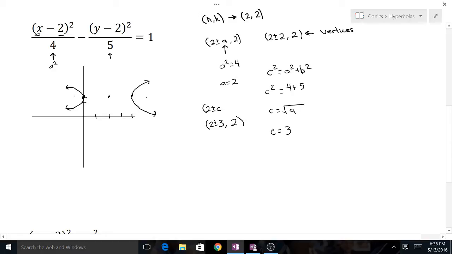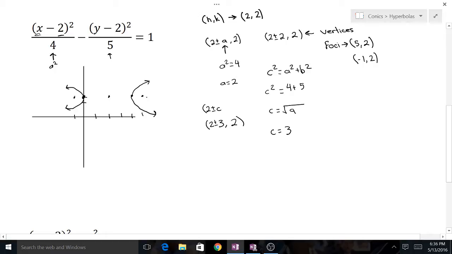So then our two foci will be the point 5, 2 if we add the 3. And then the other one will be negative 1, 2 if we subtract the 3. So then we'll have one there, saying that's negative 1. Then one here, saying that's 5. So now we've got our important points.